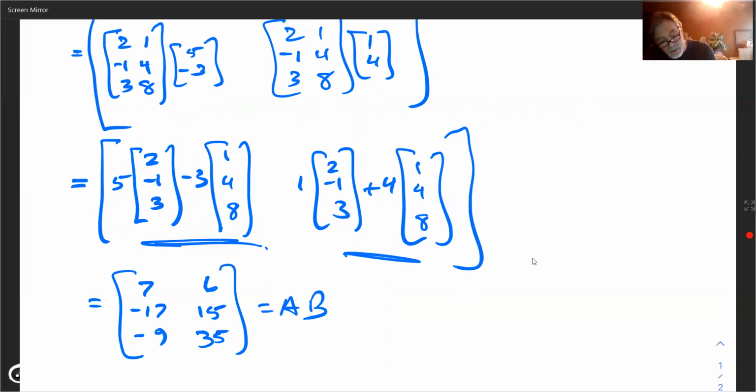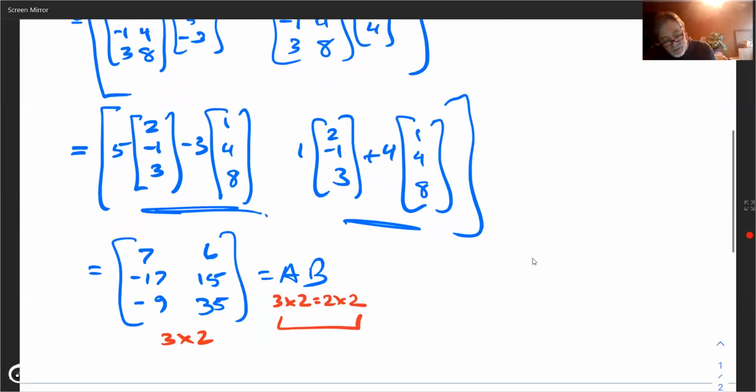Now, before I sign off, take a look at this. A was, well, look at it. It's 3 by 2. B is 2 by 2. So it's defined, isn't it? The product is defined. We still do it that way with matrices as well as vectors. And then look at the outside. The size is 3 by 2, and yeah, that's what we got.